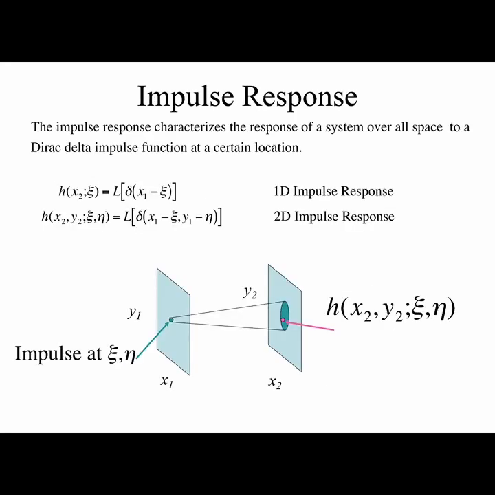Now let's put things together and talk about the impulse response, and we'll talk about linear systems, and then we'll look at some of the homework problems. As we talked about before, if I have an impulse at xi eta here, then in general I'm going to have some impulse response which depends on the input coordinates, but it could also depend on the output coordinates.